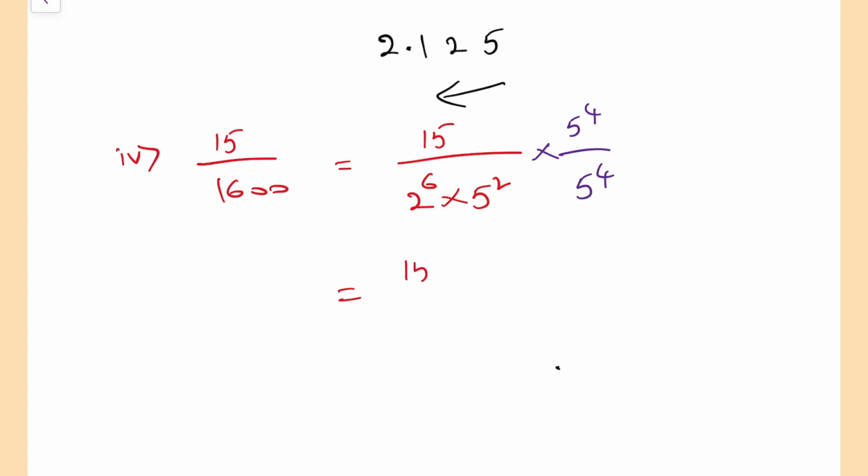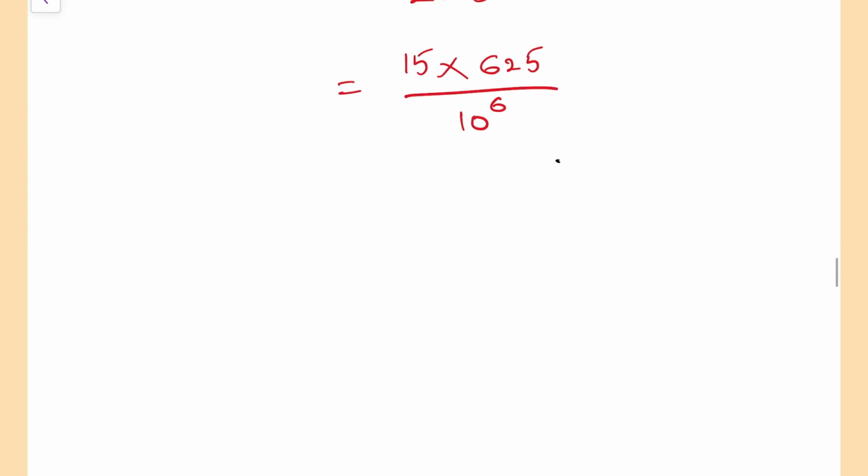So 15 into 5 power 4, that is 5 into 5 into 5 into 5, which is 625, divided by, here 2 is there 6 times as well as 5 is there 6 times, right? So 2 power 6 into 5 power 6, 10 power 6. Coming to the numerator, 15 into 625, that is 9375, divided by 10 power 6, right?